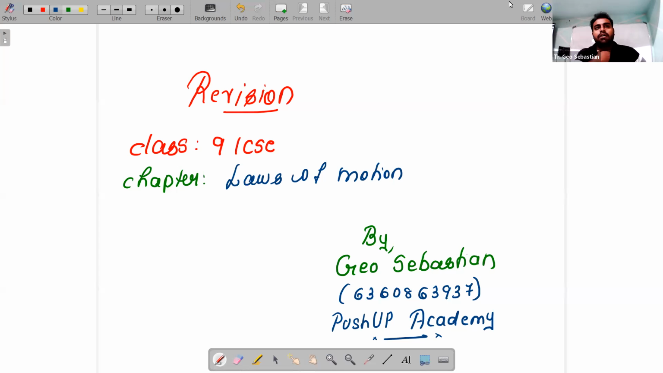So now, children, we are going to start the revision class for the laws of motion chapter. Laws of motion is a big chapter, so a lot of questions you can expect from this chapter itself. Each and everything I'm going to discuss in this class, please revise perfectly. Understood? So we'll start laws of motion chapter revision. We'll start with the section A revision.